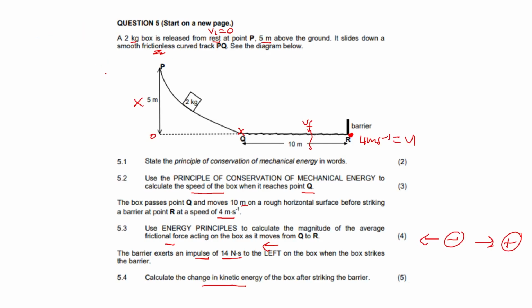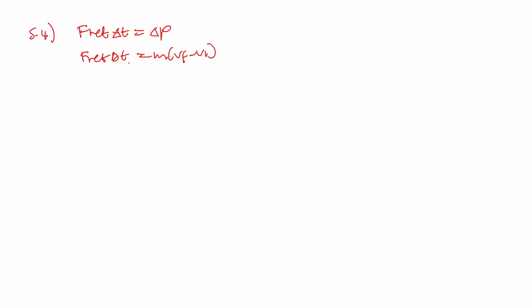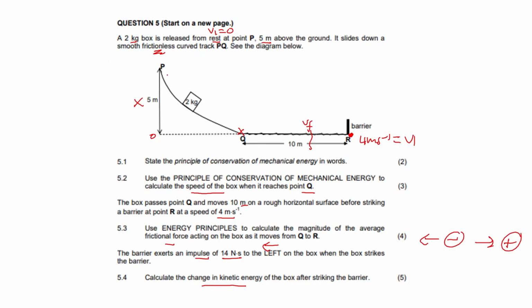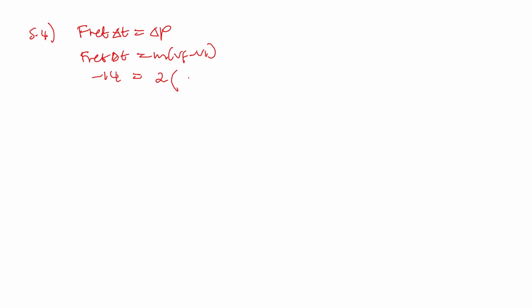Our impulse has been given as 14 newtons per second, and we took left as negative, so it's going to be negative 14. Our mass is 2. Remember, I just said our final velocity is going to be the unknown one. And our initial velocity will be at R, which we have been given as 4, and it is to the right, so it's positive. And we get our final velocity. We do our math calculations, and we get 3 meters per second.